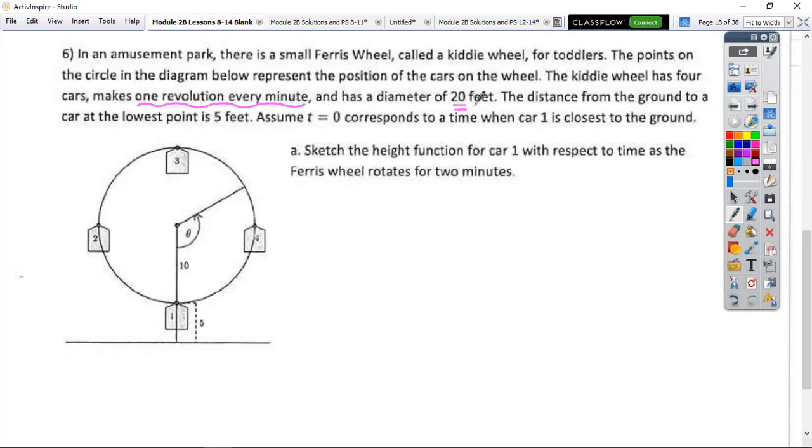Okay, I'm going to start with that. So your Ferris wheel is located 5 feet off the ground. So this right here represents your minimum value. And now what about the people all the way at the top? How high up are they? 5 plus 10 plus another 10 would be 25 feet. That is your max.